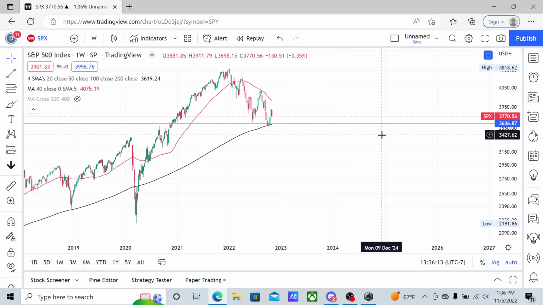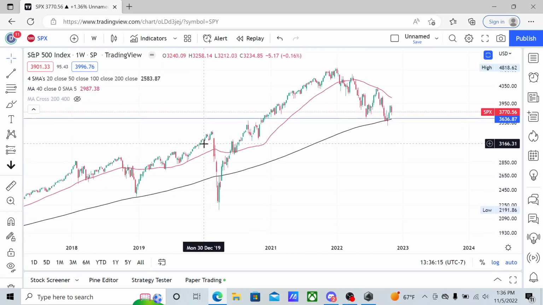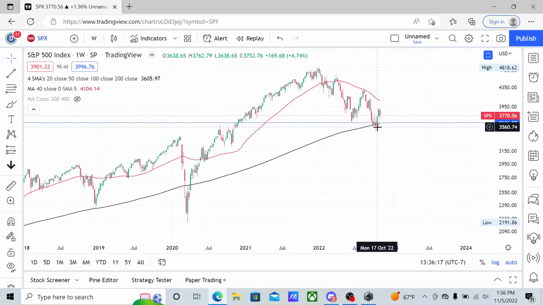If we go to today, you can actually see that the S&P 500 index tested that 200-week moving average.